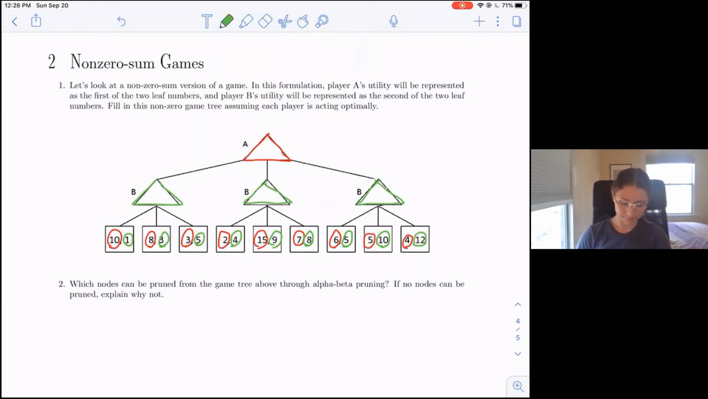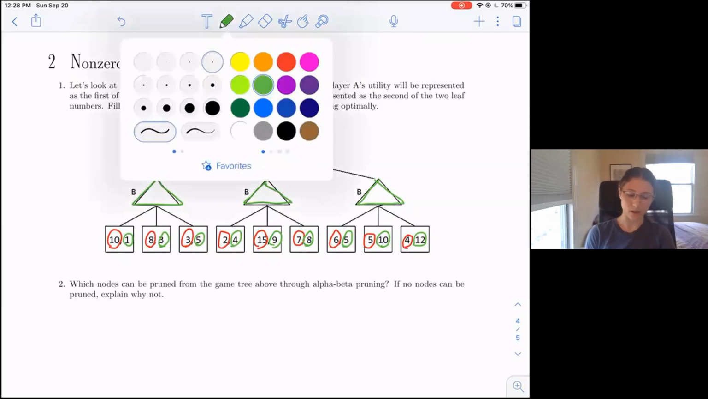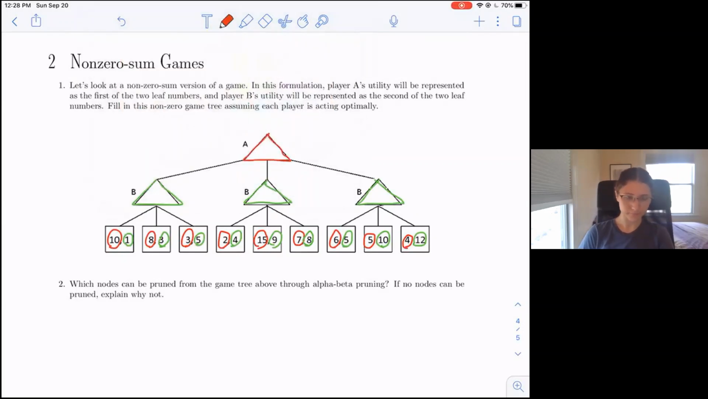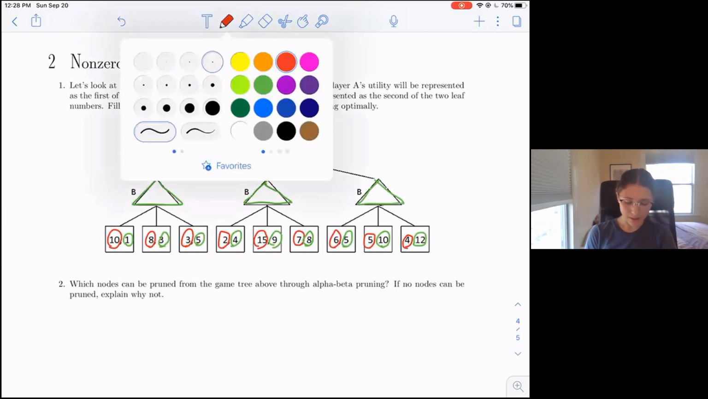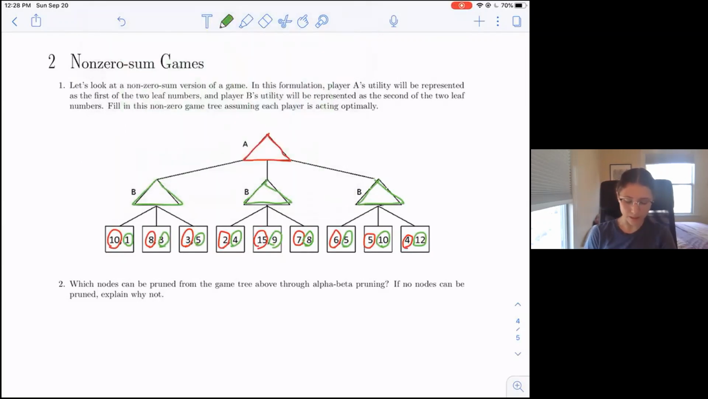All right, let's actually fill in this non-zero-sum game tree, assuming that each player is acting optimally. So let's do our classic tree search approach. We're going to start at the node and we're going to recurse down. That means that we're going to take here a left, and we're going to get to this B player.